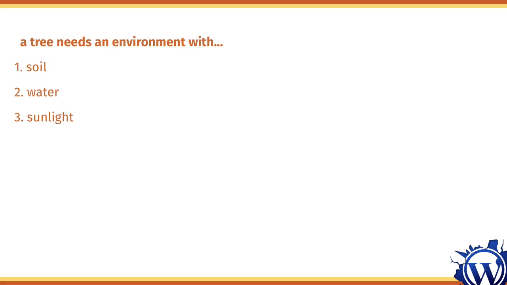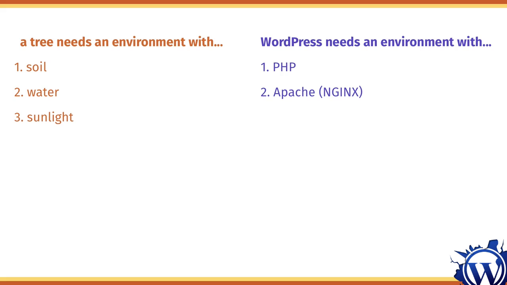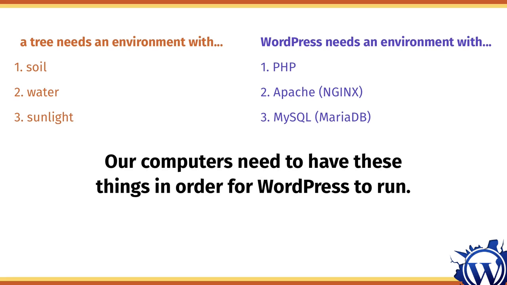Well, it's the same thing with WordPress. We can't just plant WordPress anywhere on our computer. WordPress needs an environment with the following three things. Number one, PHP. Number two, Apache or Nginx. And number three, MySQL or MariaDB. Now don't worry, I do not expect you to know what any of those things are. But for now, just know that our personal computers need to have these things in order for WordPress to run.